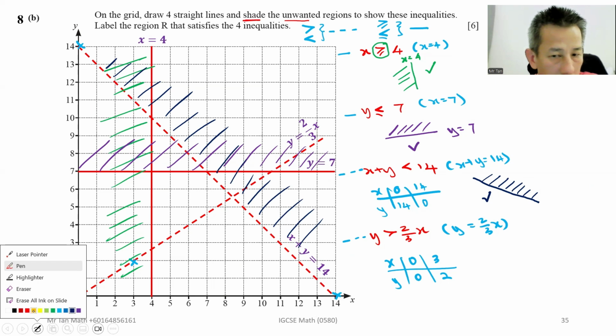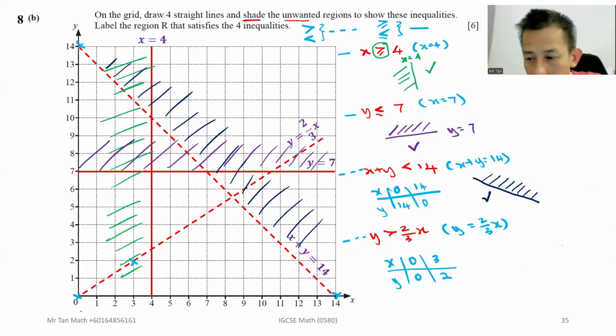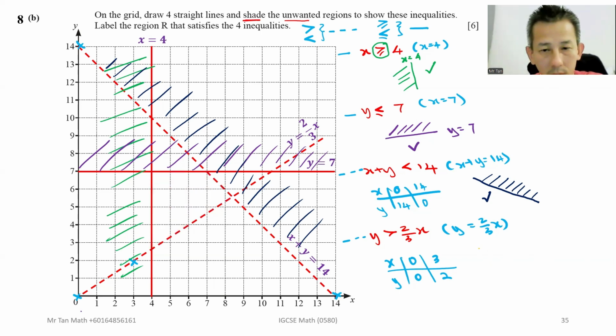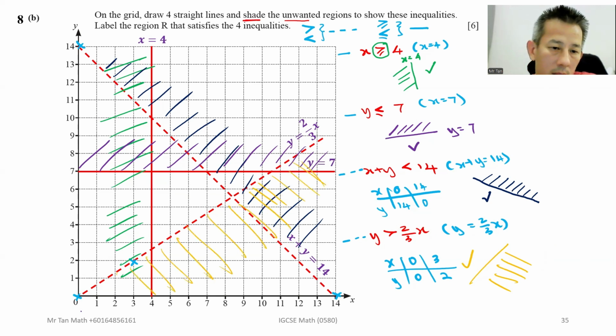And last one, y equals 2/3 of x. So just the line. Okay, it's more than. So you need this side. So everything below the line, you will shade it. Okay. So you shade properly. Your R should be here. This will be your R. You shade the unwanted region.